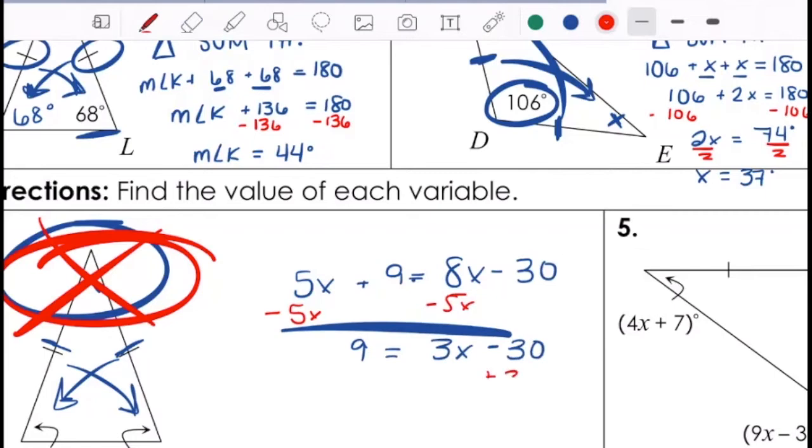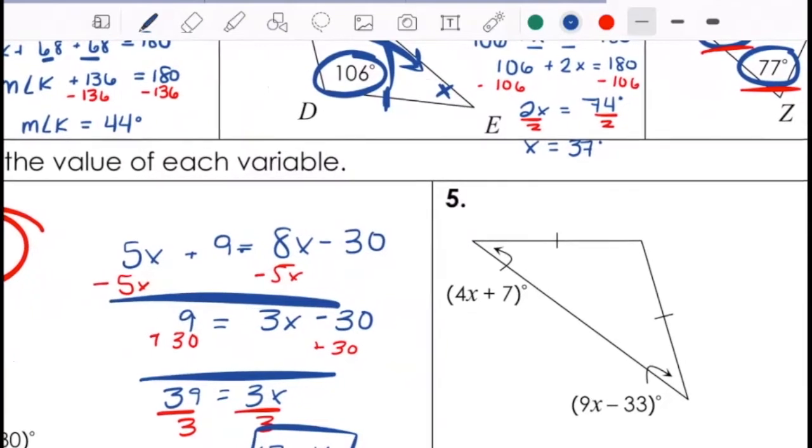Now we're going to add 30 to both sides. So we get 39 equals 3x. Divide both sides by 3. X equals 13. Now that we know x, we could try to find that vertex angle, but our description didn't want us to do that, so we're good.